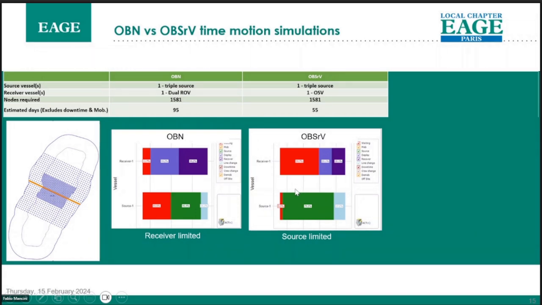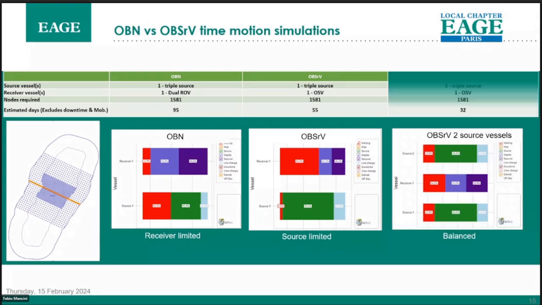I think Ted mentioned it as well. If you're happy with a blended solution, then it opens up the opportunity to actually use two triple sources. And now the survey becomes balanced, and it would take 32 days without any downtime and mob demob. So this is the opportunity that repositioning nodes can offer compared to static nodes.